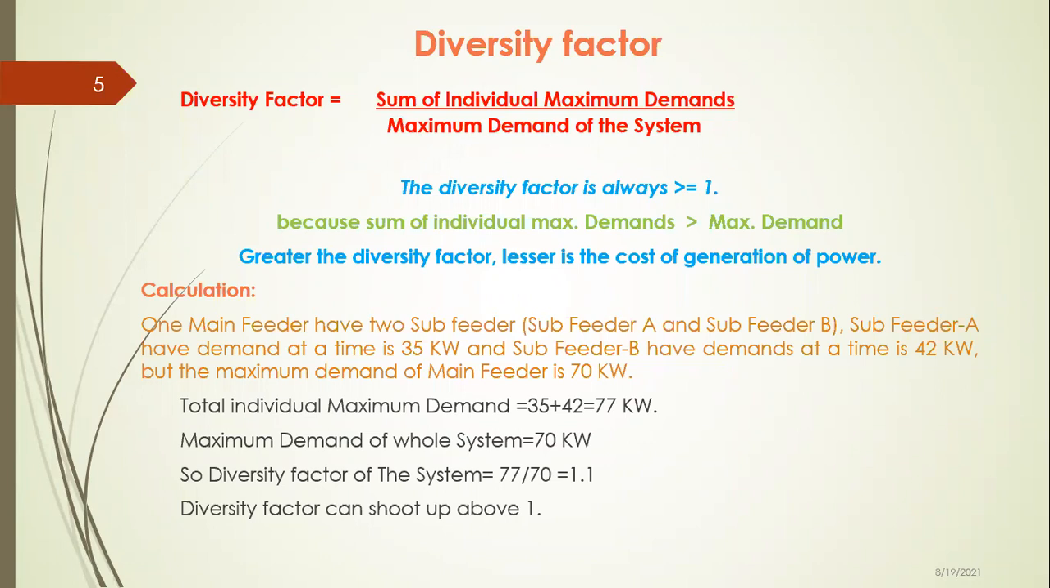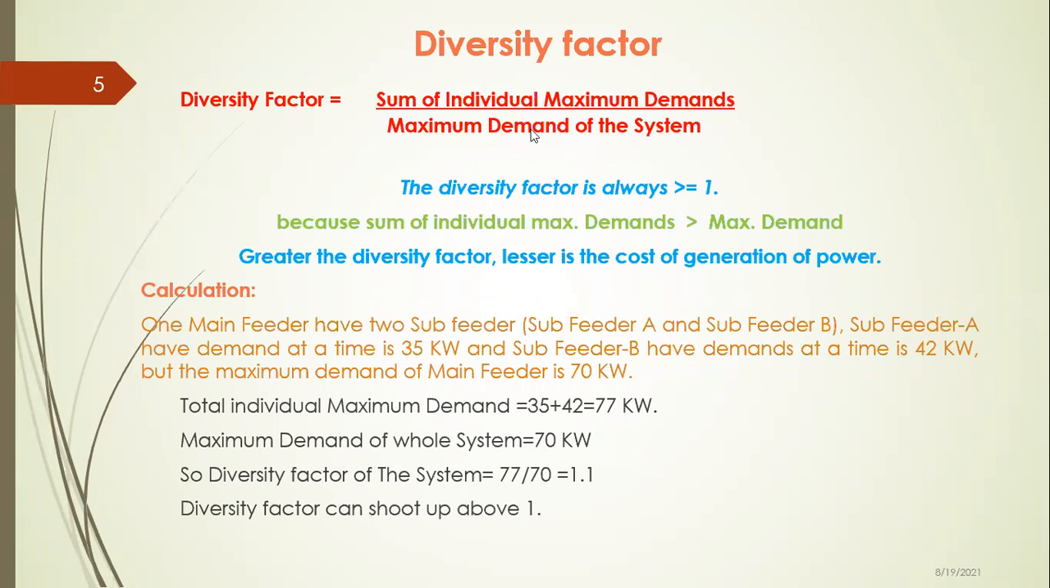Room number 1 has the maximum demand at some other time instant, whereas the room number 2 has its maximum demand at some other time instant. Like the maximum demand of kitchen is at some other time instant. But the maximum demand of your complete home is at some other time instant. So in the numerator there is the sum of individual maximum demands, and in the denominator there is the maximum demand of the system.